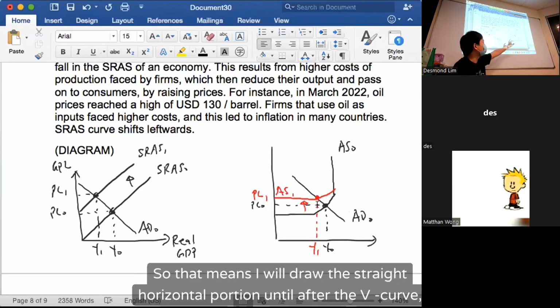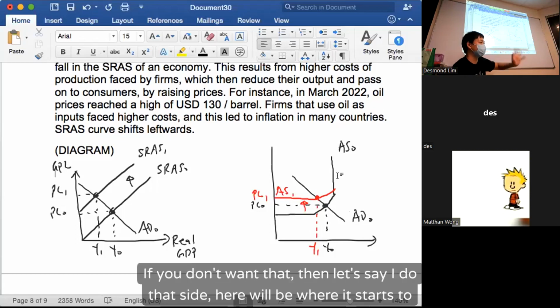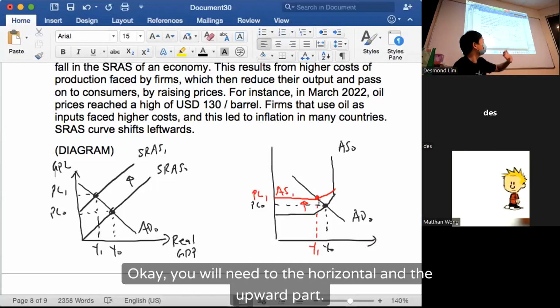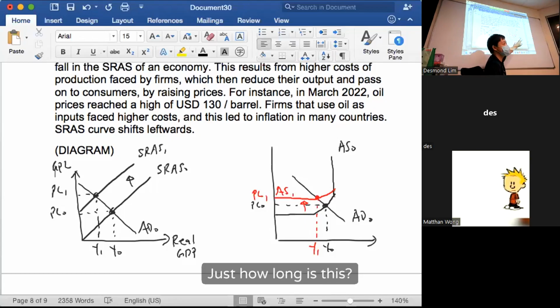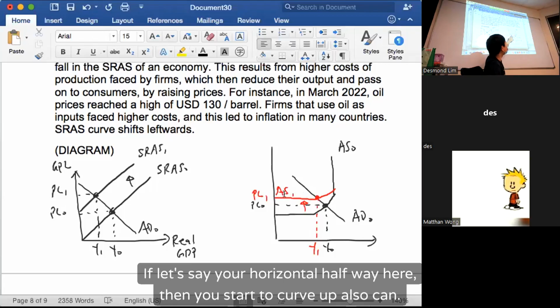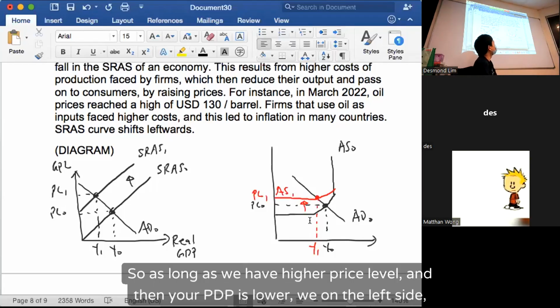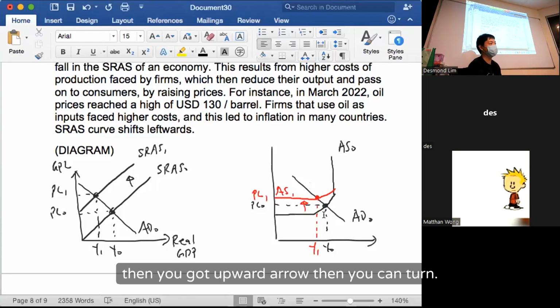So that means I will draw the straight, horizontal portion until after the AD curve. Then I curve up also can. If you don't want, then let's say I intersect here, that will be where it starts to curve up. You will need to draw the horizontal and upward, just how long it is. If your horizontal goes halfway here, then you start to curve up also can. Up to you. As long as we have a higher price level and your GDP is lower on the left side, with an upward arrow, then you can see.